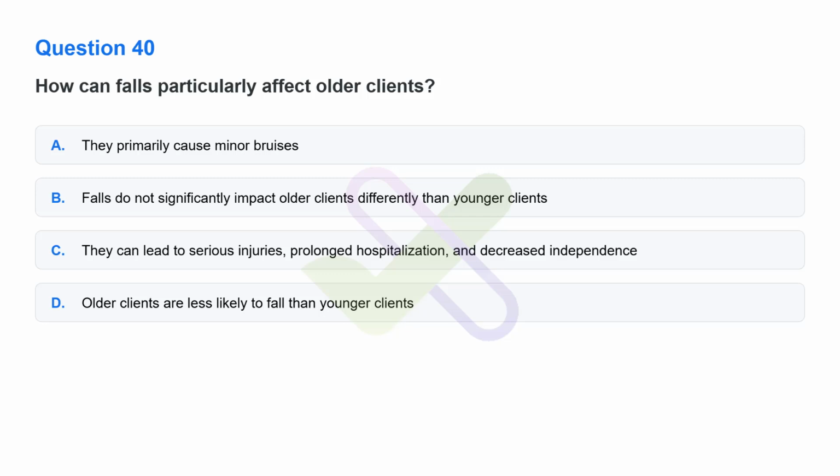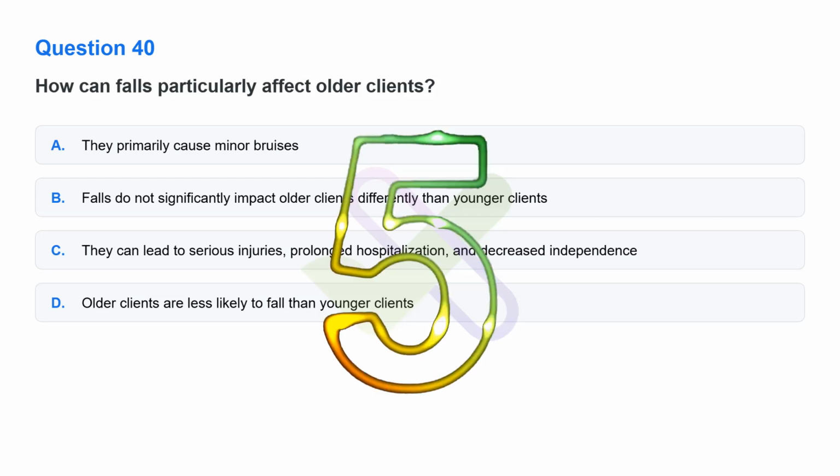How can falls particularly affect older clients? A. They primarily cause minor bruises. B. Falls do not significantly impact older clients differently than younger clients. C. They can lead to serious injuries, prolonged hospitalization, and decreased independence. D. Older clients are less likely to fall than younger clients.